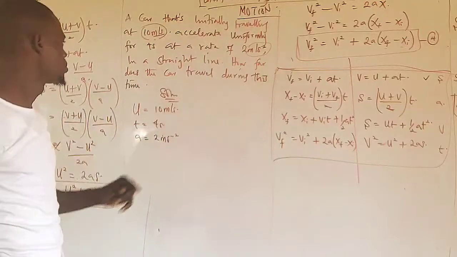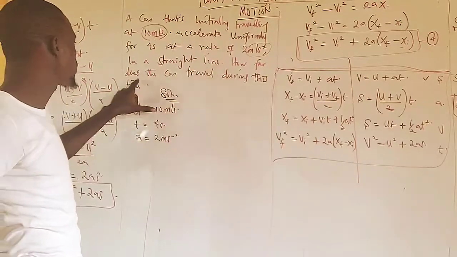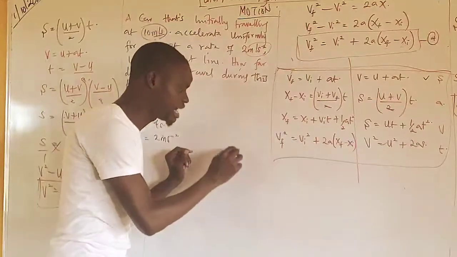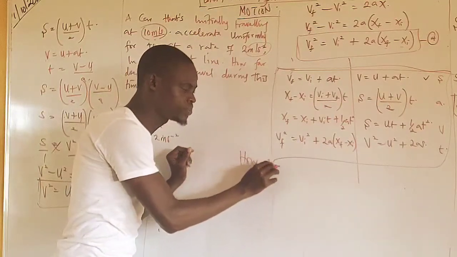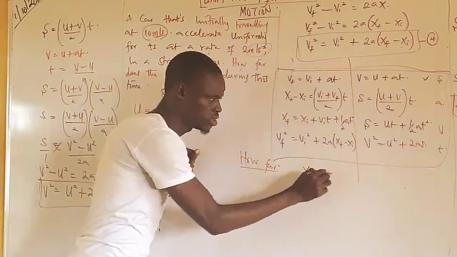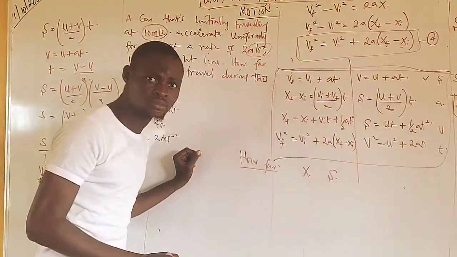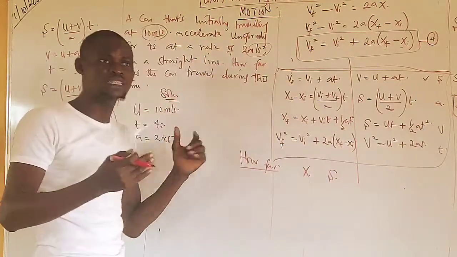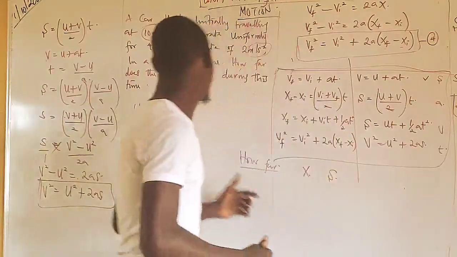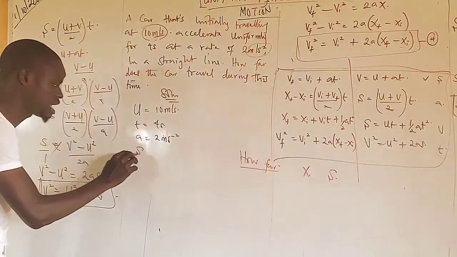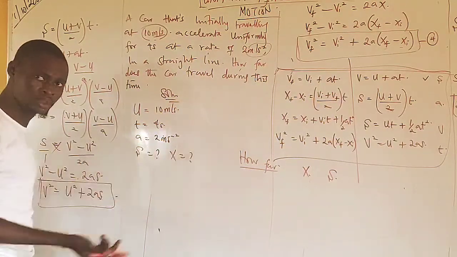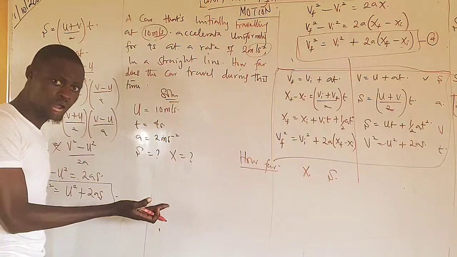Now, what are we asked to find? It's moving in a straight line. How far does the car travel during this time? Whenever they use the words how far, it simply means what is the total displacement of the car? What is my value of x, or S? What is the total displacement of the car? How far simply means the displacement of that car altogether. So I'm looking for S, or we just say I'm looking for x. My x and S are the same. You got what I'm saying?